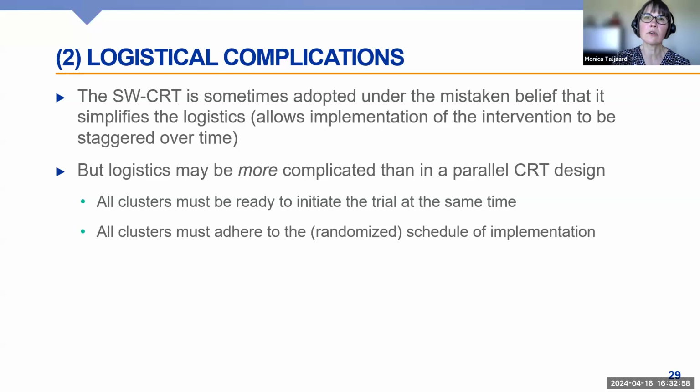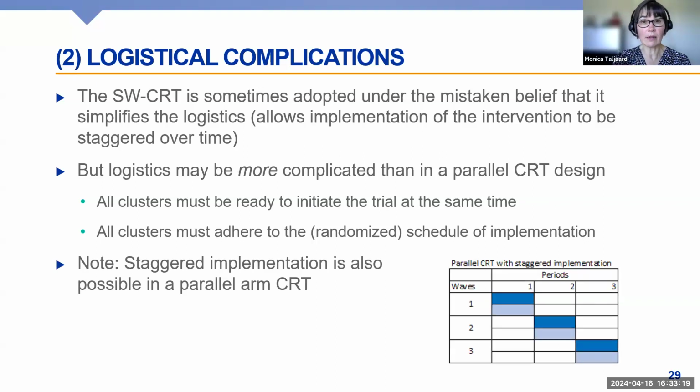So that means all the contracts have to be in place, the IRB approvals have to be in place, and they have to go when they are. The intervention has to be implemented at the time they are randomized to. So they have to adhere to the randomized schedule of implementation. That can be very complex to pull off.